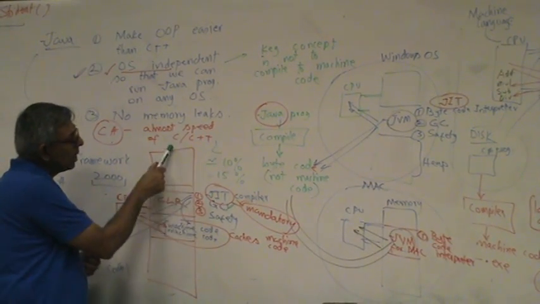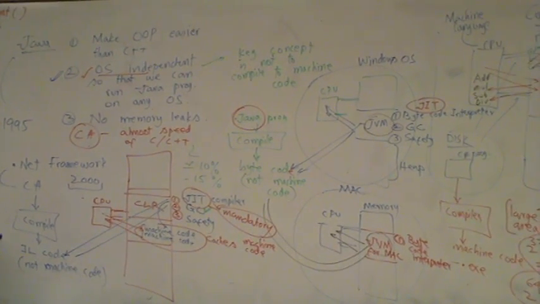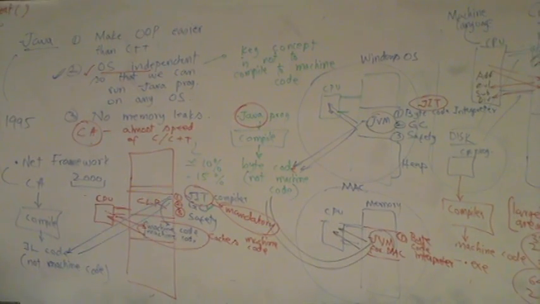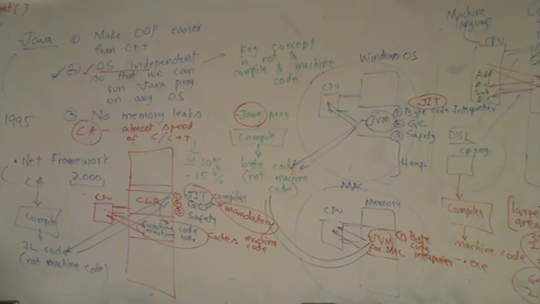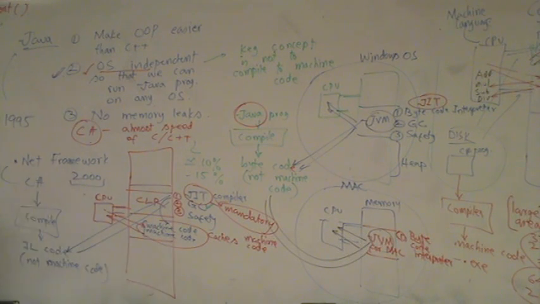Speed-wise, C# is a tiny bit faster than Java for the most part. There are some benchmarks where Java does a little bit better, but on average C# is a little bit faster because it compiles to machine code.